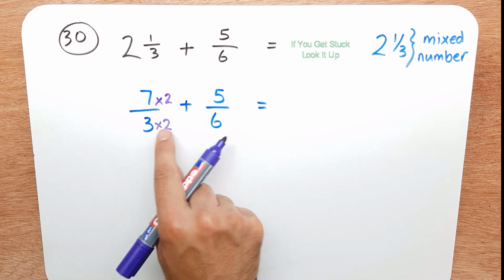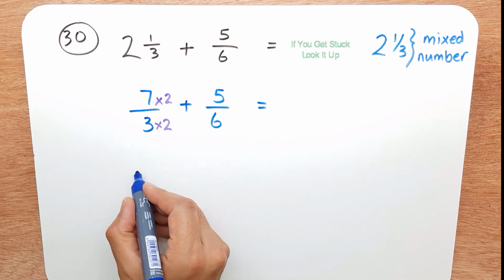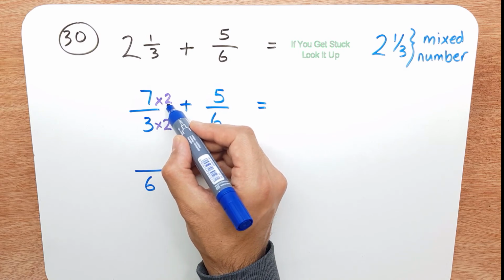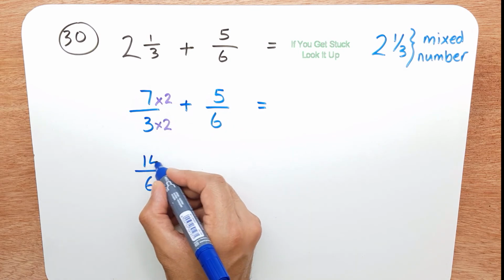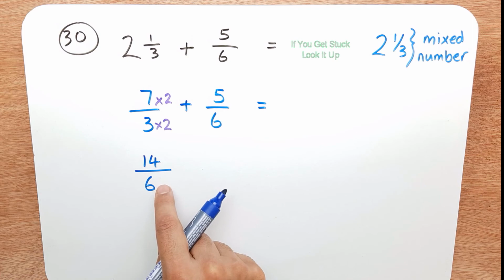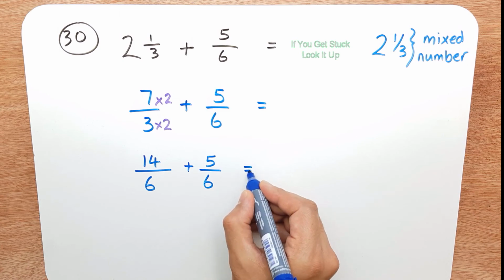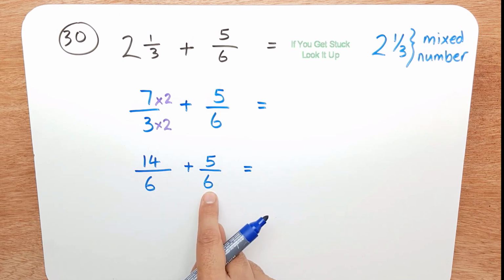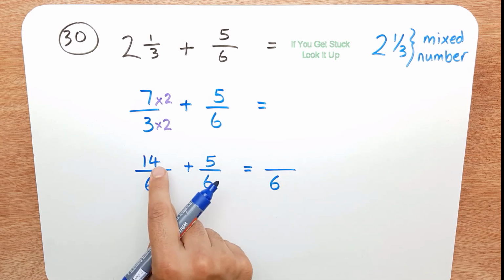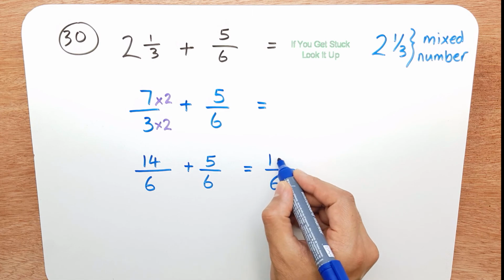So this fraction here, I'm going to write here. 2 times 3 is 6. That goes at the bottom. 7 times 2 is 14. So that's that fraction there. It's 14/6 plus 5/6. Now that's easy because the denominators, the numbers at the bottom, are the same. So I put 6 down and I simply add 14, add 5 is 19.